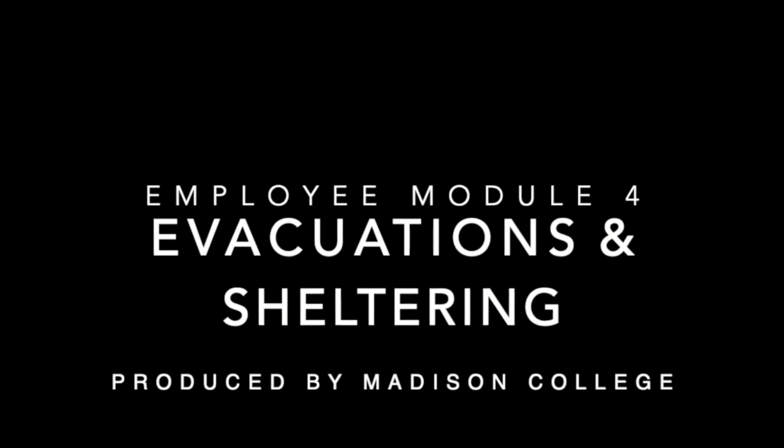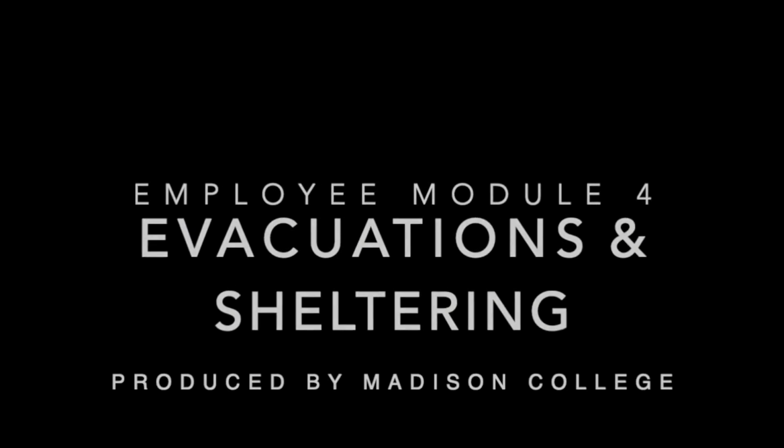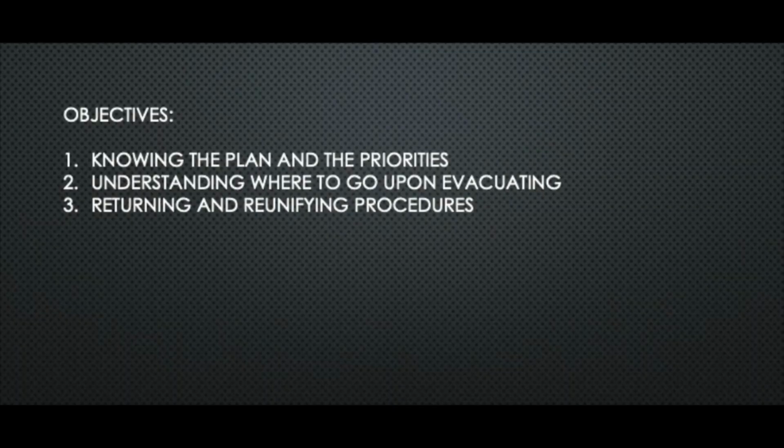Welcome to Employee Module 4 on Evacuations and Sheltering. In Part 1, we will be discussing your process for evacuations. There are 3 objectives in this training. Number 1 is knowing the plan and the priorities. Number 2 is understanding where to go upon evacuating. And number 3 is returning and reunifying procedures.